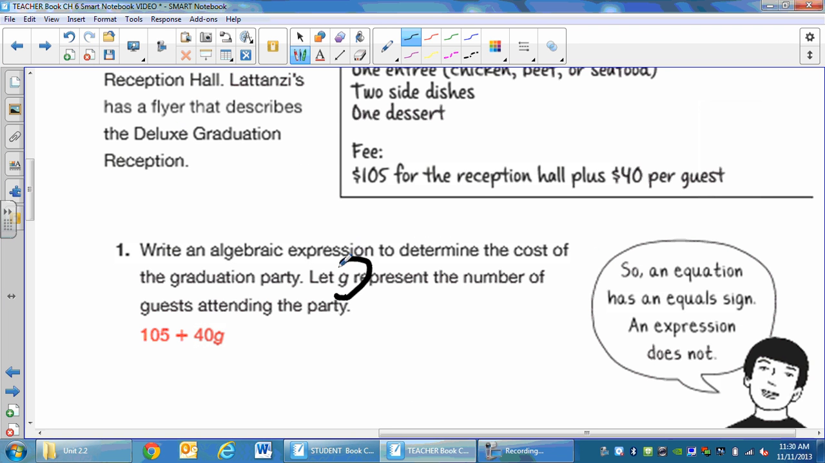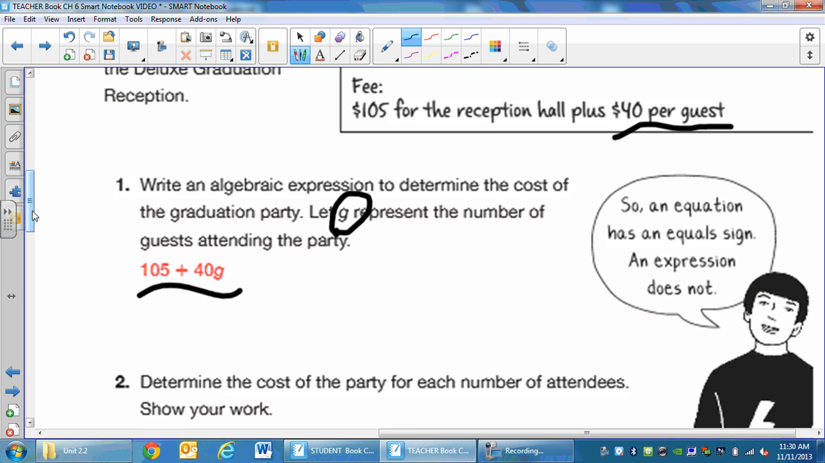It wants G to represent the guests at the party, and we know that it costs $40 per guest, and just to rent the hall, it's $105 plus 40G. You could have also written 40 times G plus the 105. If I said let F represent the guest, then there would be an F there. But since it says G, you need to have a G times the $40 and then plus 105. You can either do 105 plus or 40G plus 105. Both of those would be fine.